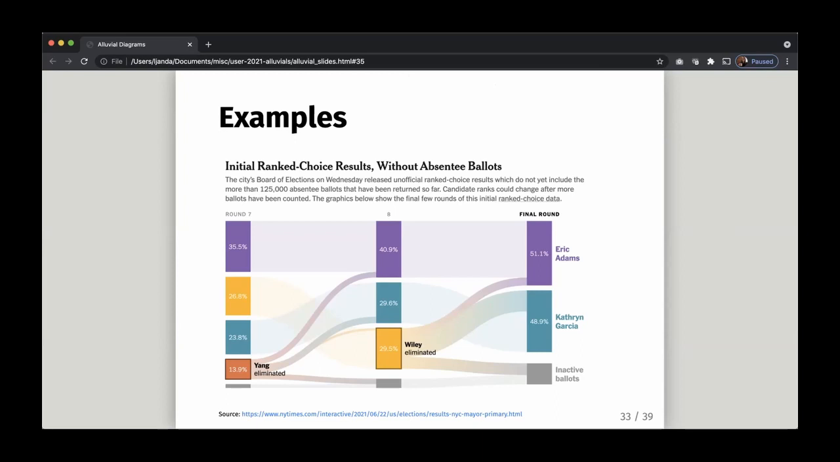I really like it. This is the very recent New York City ranked choice voting for the Democratic mayoral elections. This is from the New York Times, and I think it is a great example of an alluvial diagram in the wild. These are the last three rounds, and it really lets us see that Yang was out at round seven, and so some of his votes went to Eric Adams. A very similar amount went to Catherine Garcia, and then a very small amount went to Wiley. And a good amount also were eliminated since they were votes for people that were no longer in the running, right?